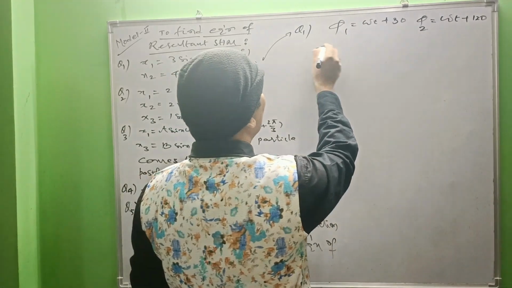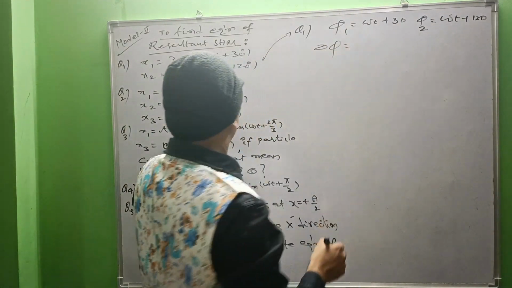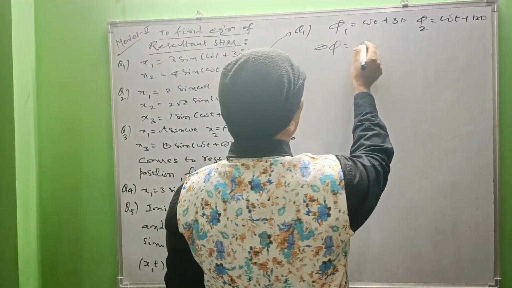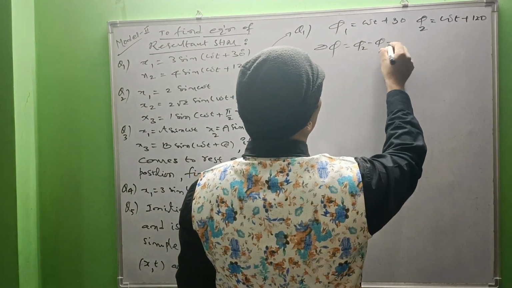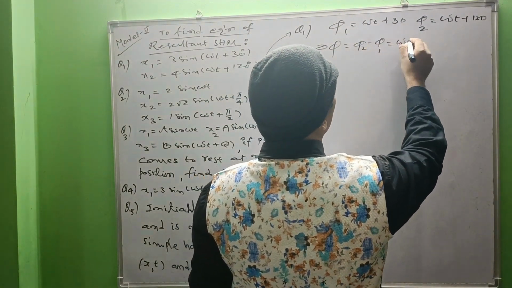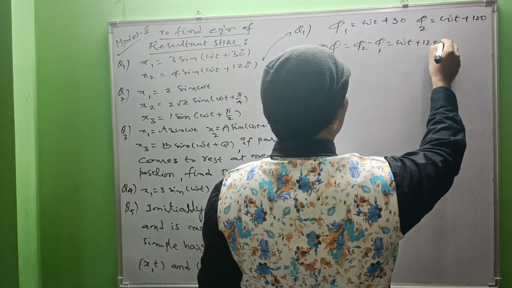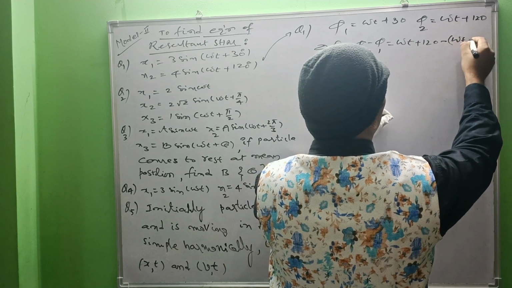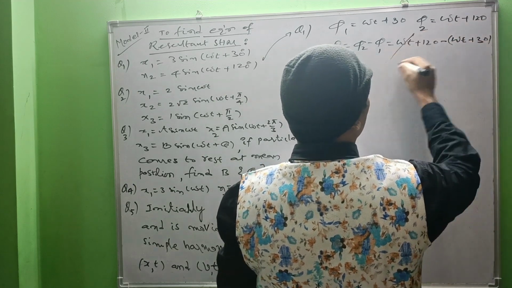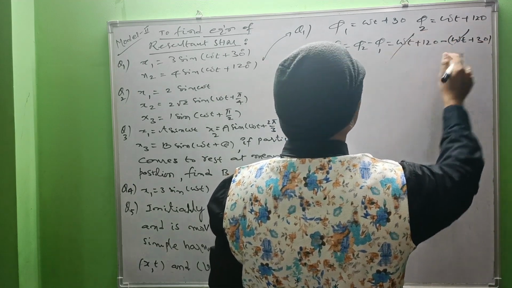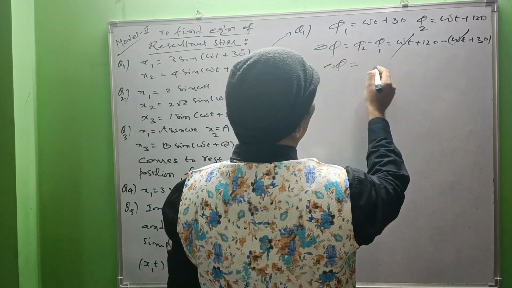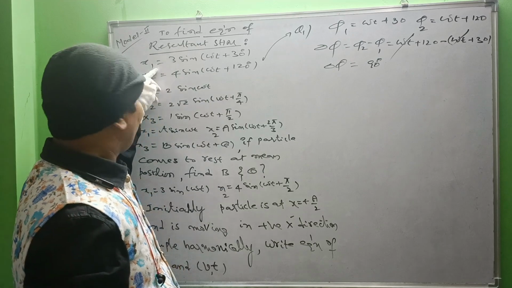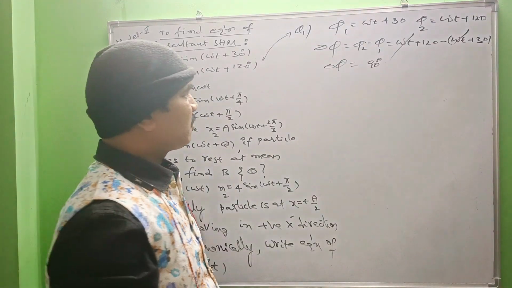Now what is the phase difference between these two oscillations? That is delta phi equal to phi 2 minus phi 1, because phi 2 is greater than phi 1. So phi 2 minus phi 1 is omega t plus 120 minus omega t plus 30. Omega t cancels, and delta phi equals 120 minus 30, which is 90 degrees. So these two differ in phase by 90 degrees.